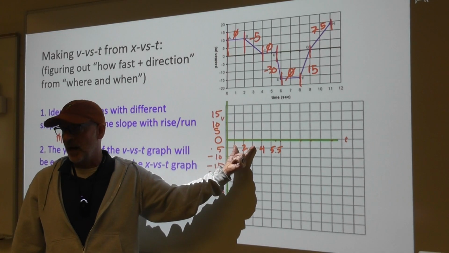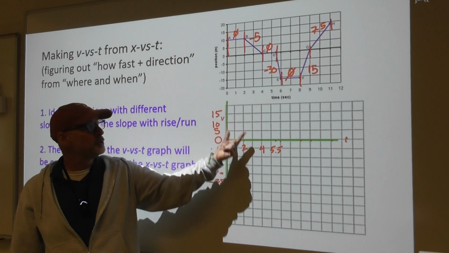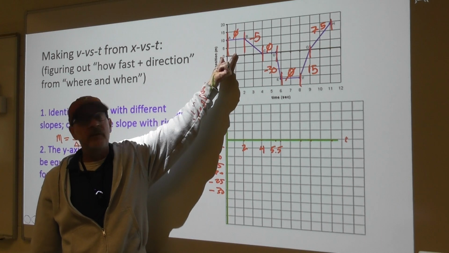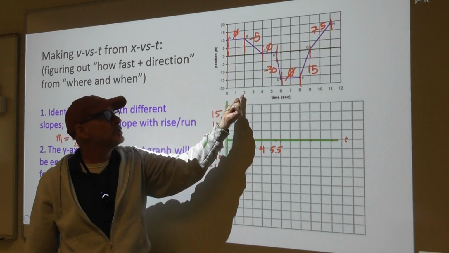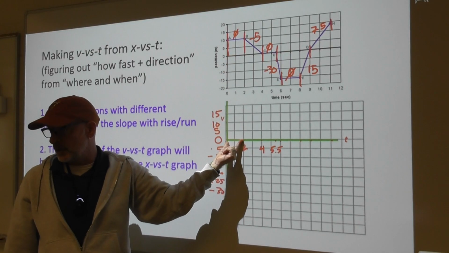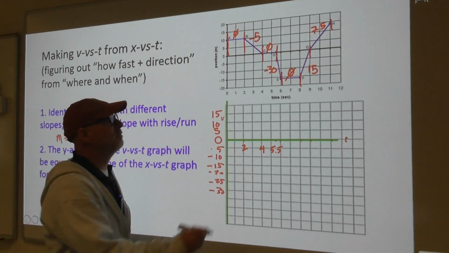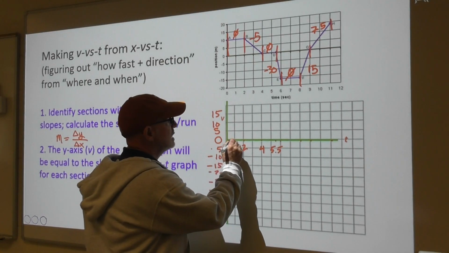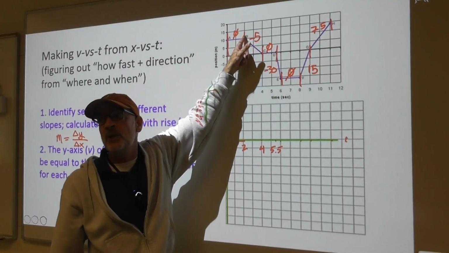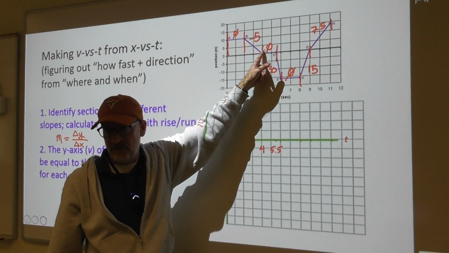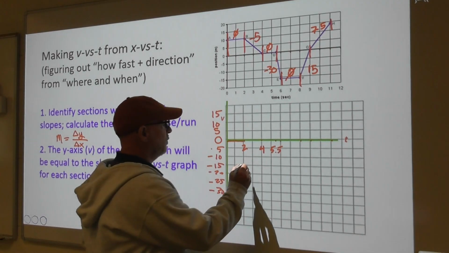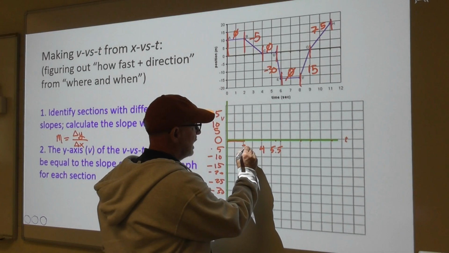And when I say you plot the slope, what I mean is the y-axis value on our velocity versus time graph is going to be equal to the slope of the position versus time graph. Between 0 and 2 seconds, my slope was 0. That means the y value of my velocity versus time graph between 0 and 2 seconds is 0. Between 2 and 4 seconds, the slope is negative 5. So that means my y value between 2 and 4 seconds is going to be negative 5.